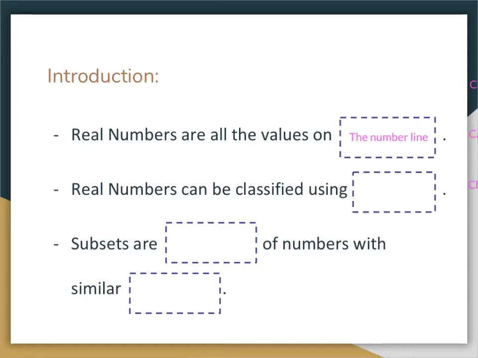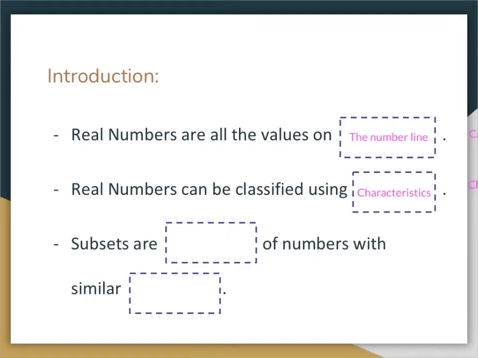Are there numbers that are not on the number line? Yes. We call those imaginary numbers, but we're not going to be talking about them until Algebra 2. So we're going to worry about only the numbers on the number line today. Real numbers can be classified using their characteristics. Characteristics are things about the number that are going to make it stand out versus other kinds of numbers. An example of this would be for you, if I were to say that you were a boy or a girl, that would be a characteristic of your gender.